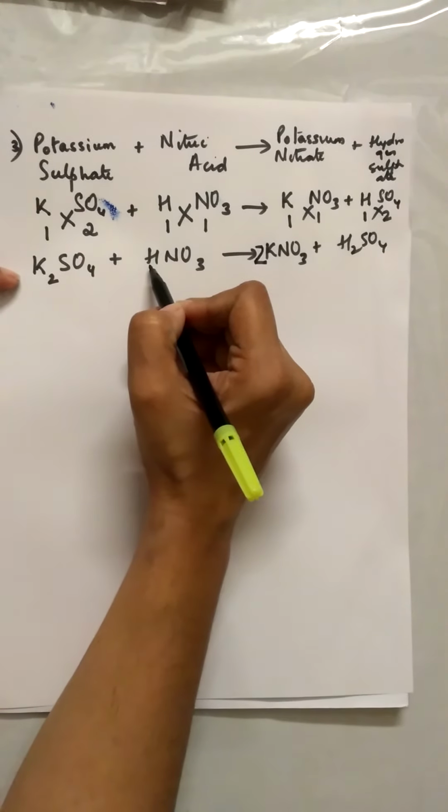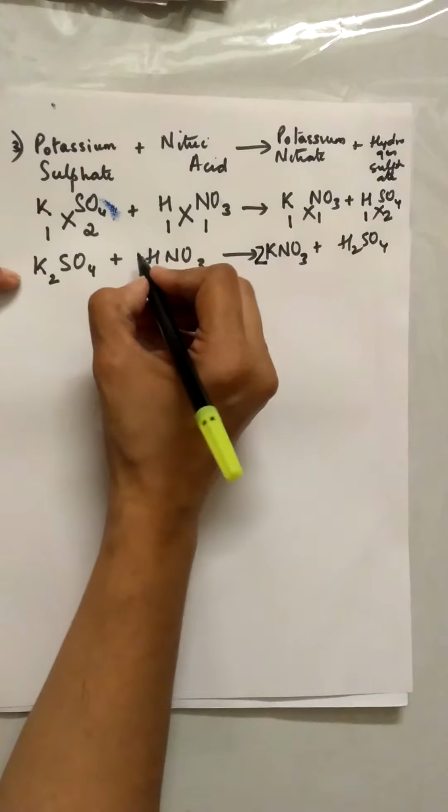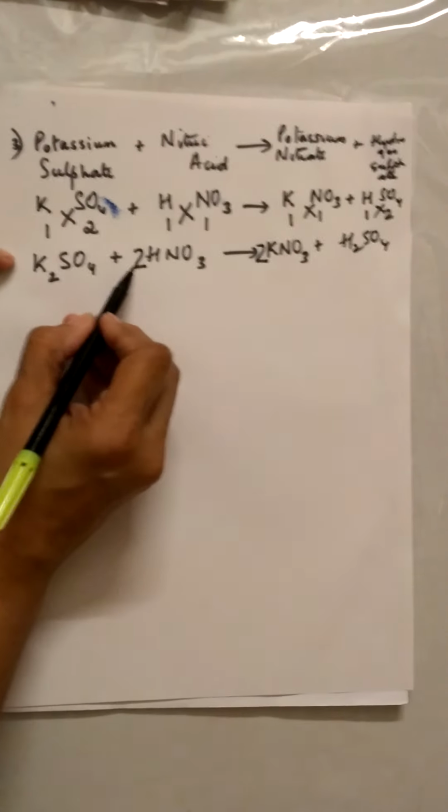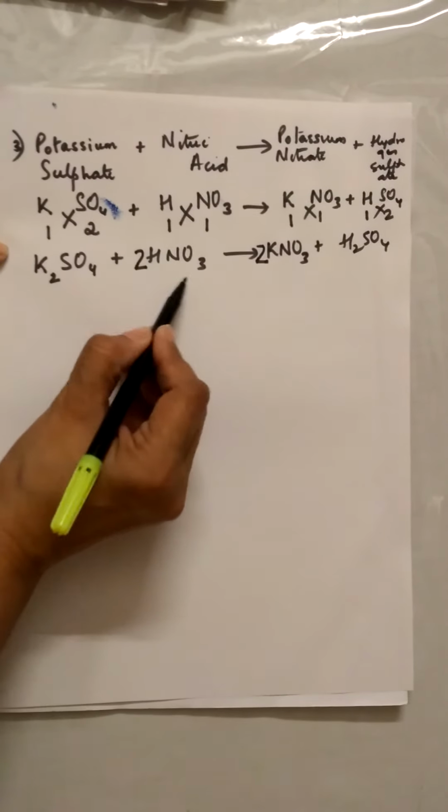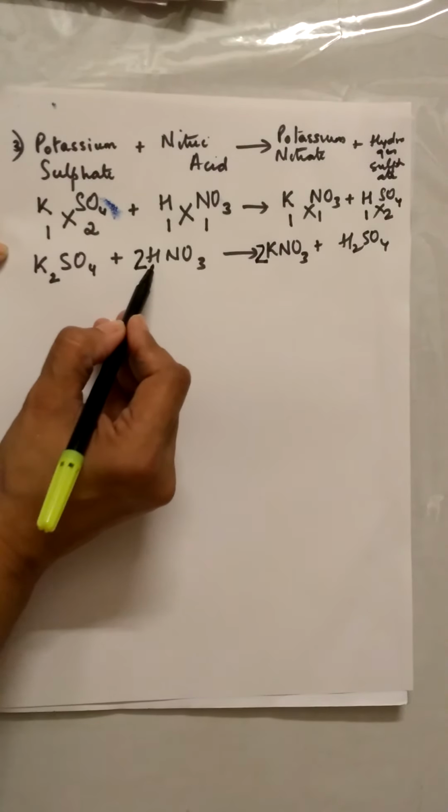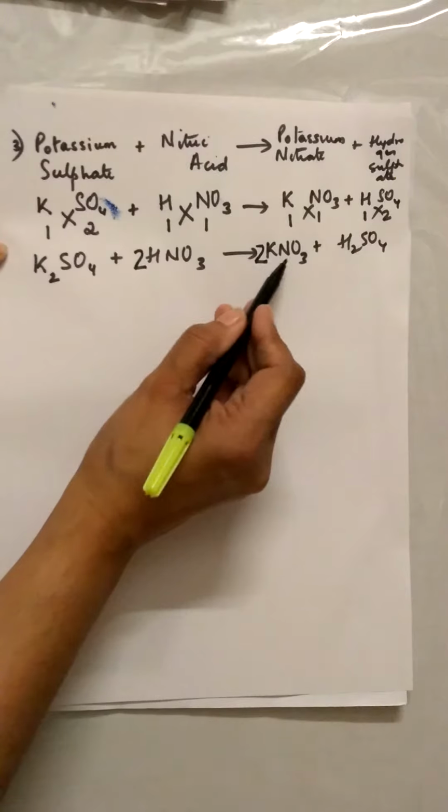So that is balanced. Then you have 1 hydrogen here and you have 2. So you write 2 here to make the hydrogen equal. And when you write 2 here, the NO3 also gets 2, because this 2 is for hydrogen as well as for NO3. And here there are already 2 NO3. So this equation is now balanced.